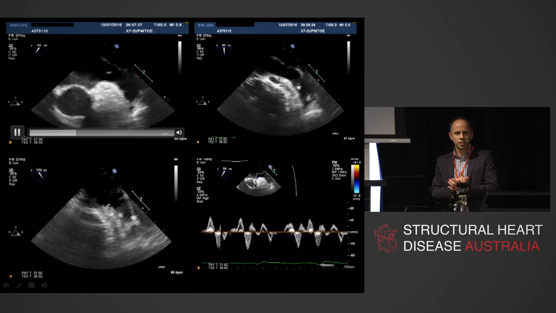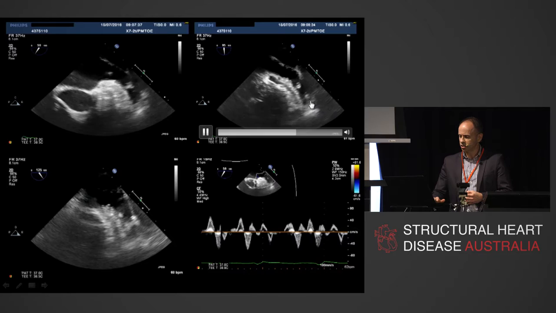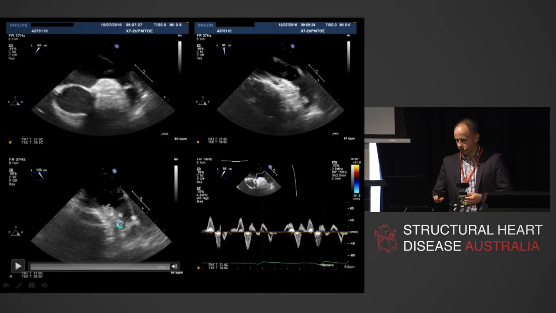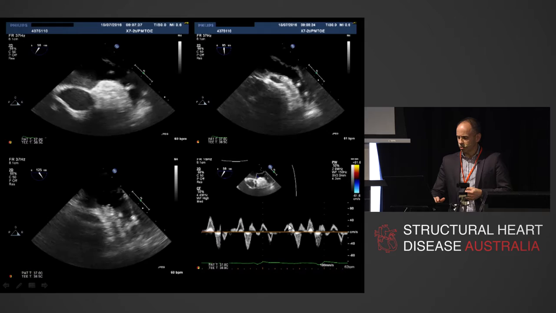And you can see here at 60 degrees and 90 degrees, we're starting to see some mobile echogenicities. And when we swing it around to over 120 degrees, you can see, if this will play, that these are clearly part of the large pectinate ridges that move in unison with the appendage. And it's always reassuring to see brisk velocities in an appendage when we're trying to exclude thrombus.